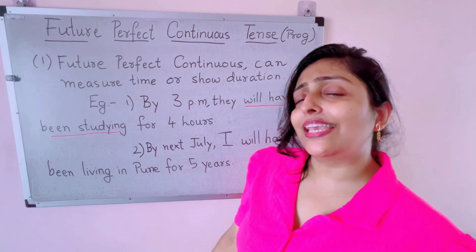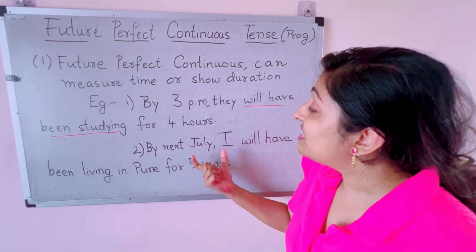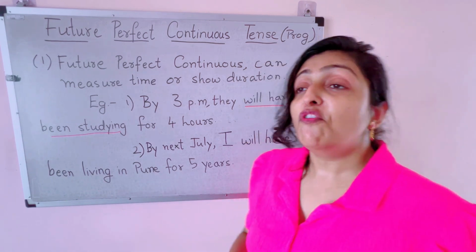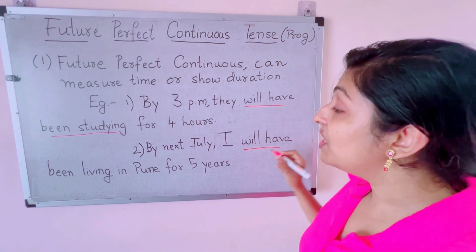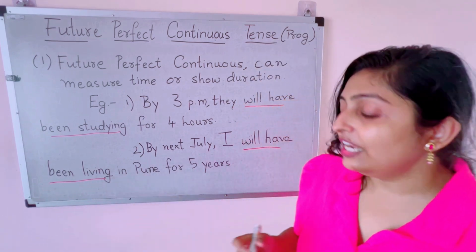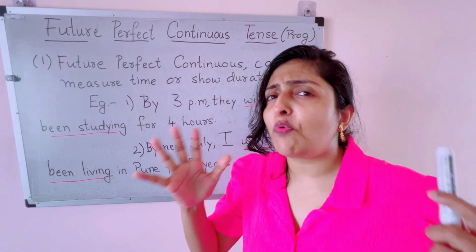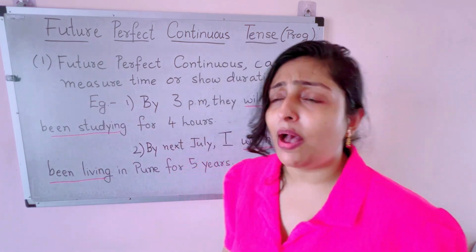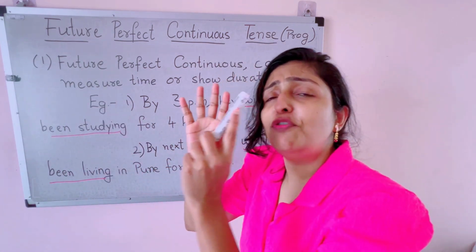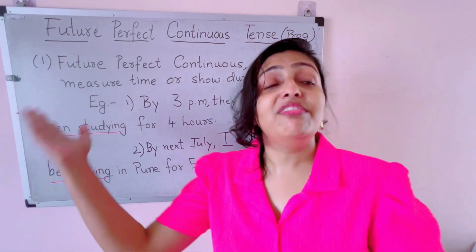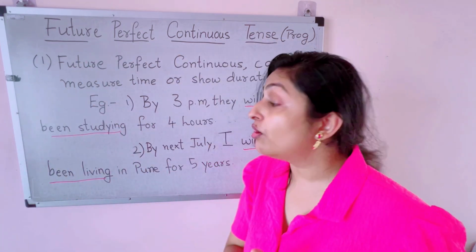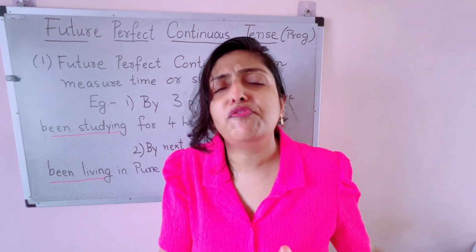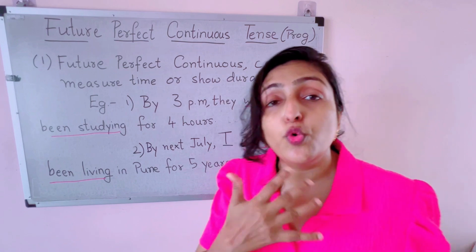Moving on to the second example. By next July, I will have been living in Pune for 5 years. Underline the verb. Will have been living. So do you remember the first point? Going forward in future, looking back at the past. So you are going to the future July, and then you are making a remark or the comment that yes, you will be completing 5 years in Pune.